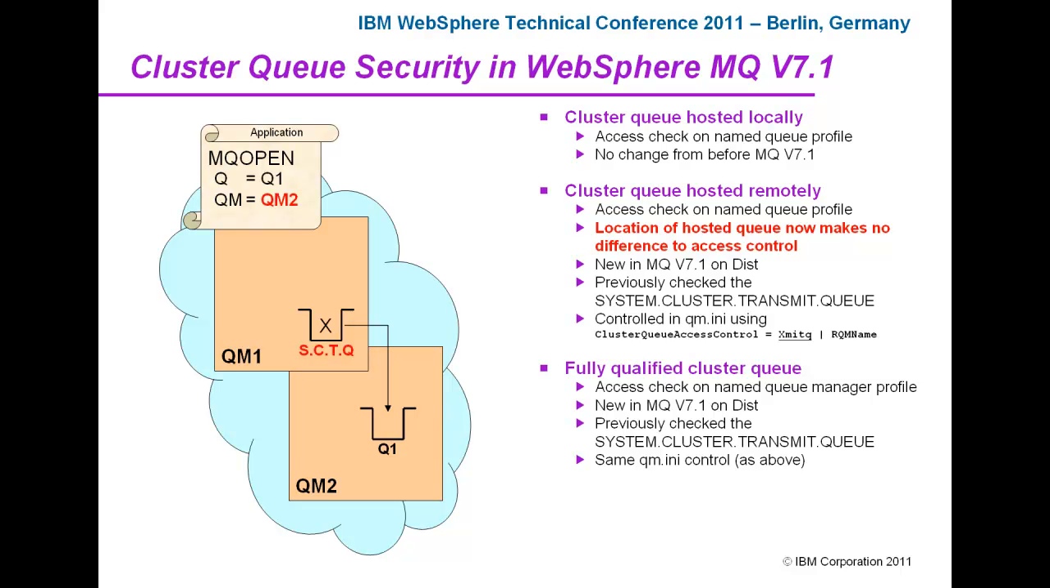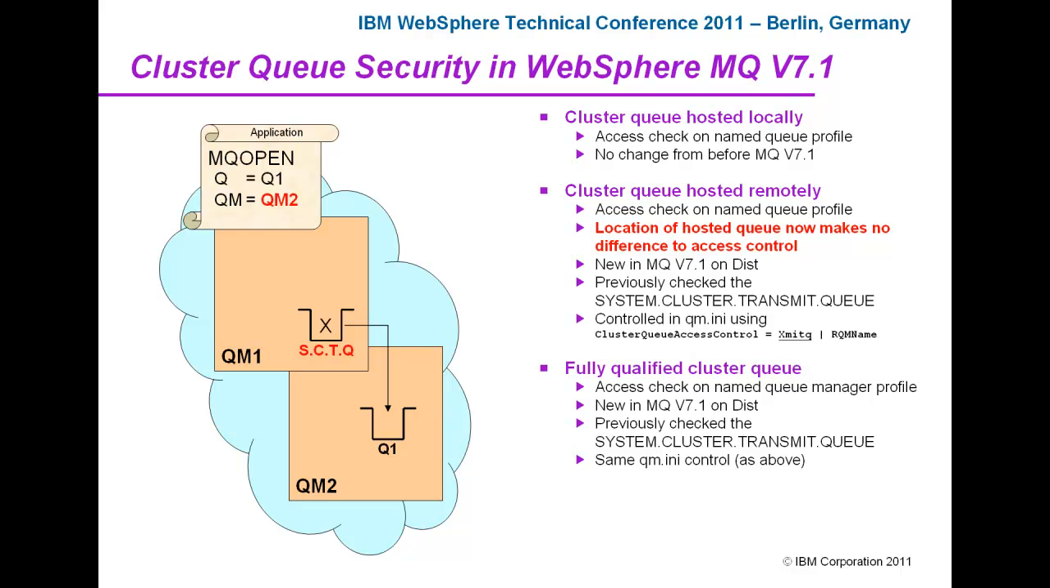z/OS has no requirement for an object to exist in MQ in order to check a profile. It doesn't care. The profiles belong to RACF. In the distributed queue manager, previously, there was a rule that we have now got rid of that said that an object must exist to have a profile. Now, an object does not have to exist in order to have a profile. So you can have a profile on QManager1 for Q1, even though Q1 does not exist.